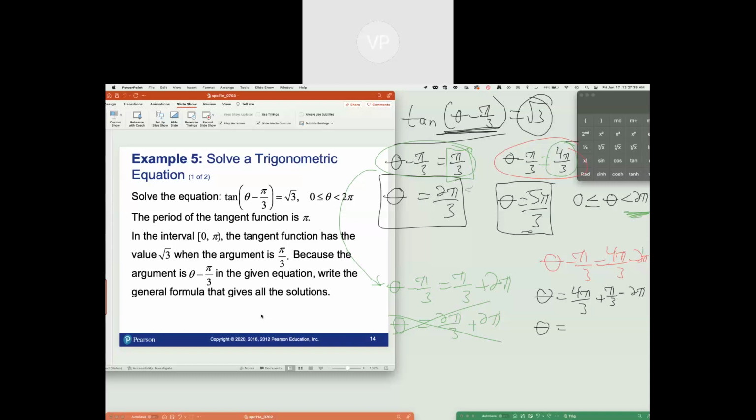Okay, now let's actually go work it out. This gives me 5 pi over 3 minus 2 pi. This gives me 5 pi over 3 minus 6 pi over 3. It wasn't by much, but yeah, it's a negative answer. That's why we throw it out, because again, you can't go smaller than 0.